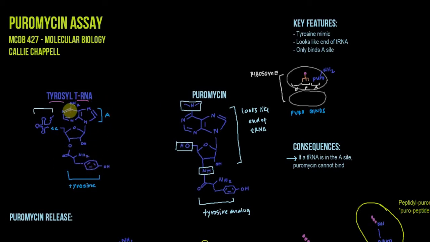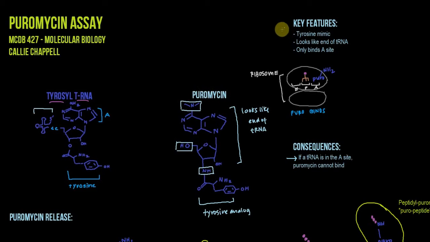So this, you'll notice, is a pretty close analog to puromycin, where puromycin has the adenosine, which is here, which looks kind of like the end of the tRNA, just doesn't have the rest of the tRNA. It has this OH group instead. And then it has this tyrosine analog. So this is how it resembles tyrosine tRNA.